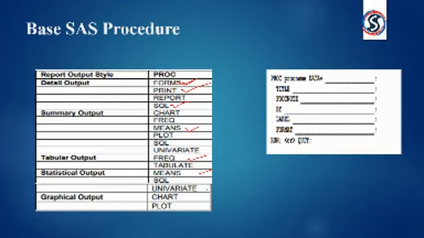Next we have the proc univariate. This proc univariate procedure works similar to the proc means procedure, except it provides a larger number of descriptive statistics. And in simplest form, the proc univariate produces the descriptive statistics for all the numeric variables in a data set.